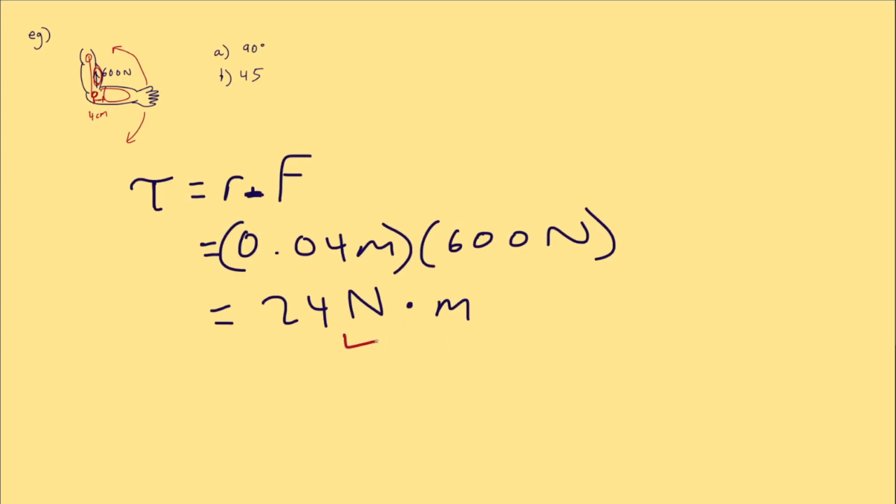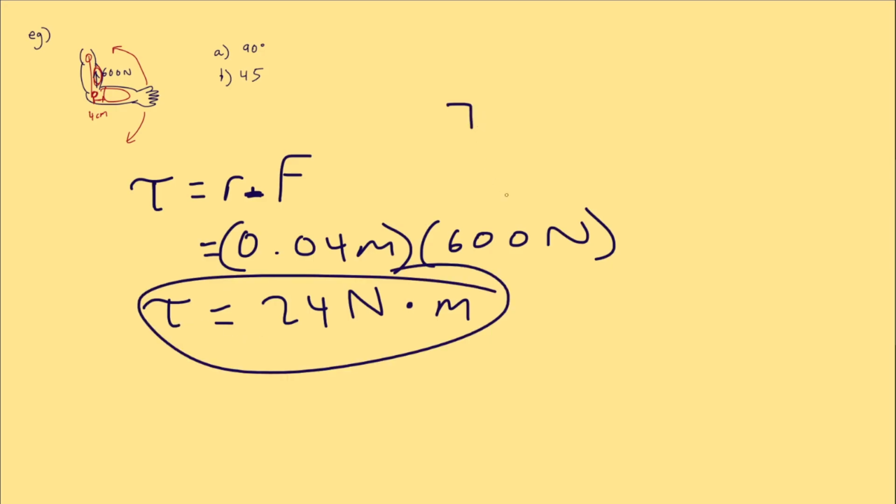Torque doesn't have a specific unit of measurement. It's this, N times M. So if you ever see this, it means torque. And by the way, this is maximum torque, just like we talked about, since it's 90 degrees. So when your arm is bent in this perfect L shape, that's when maximum torque is happening.